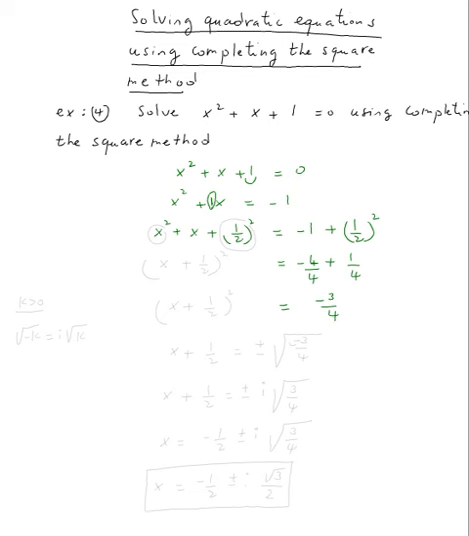Now here, we only use the x and the 1/2 that are under the square. So this is x plus 1/2, everything squared. Same thing here: x plus 1/2, everything squared, equals negative 3/4. Now we're going to use the square root method. The square root method says x plus 1/2 is going to be minus or plus the square root of this number.